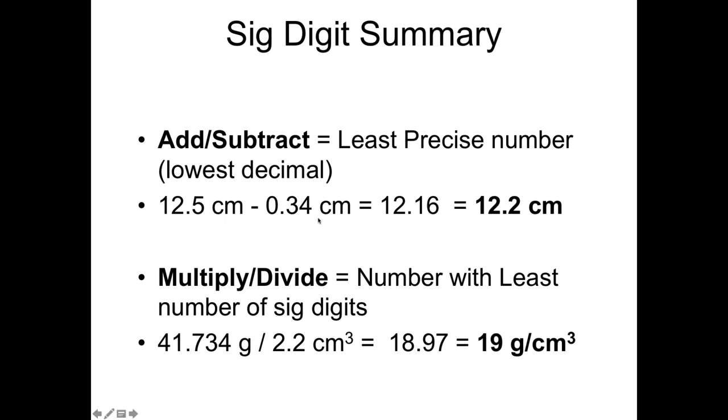So for adding and subtracting, you line it up. This one goes to the tenths. This one goes to the hundredths, so we're going to round it to the tenths. Multiply and divide, this is 5 significant digits. This is 2, so we're going to round it to 2, which is where we get 19.